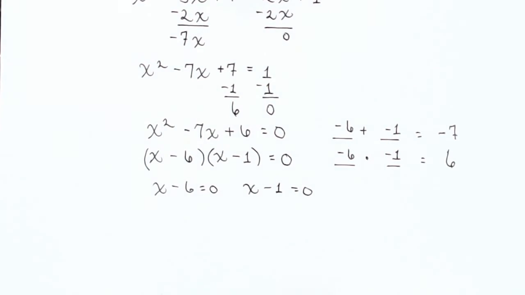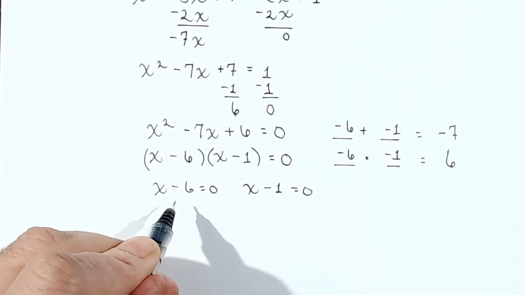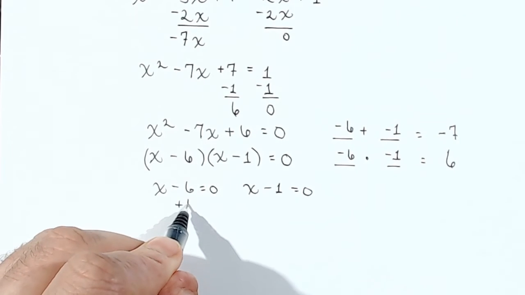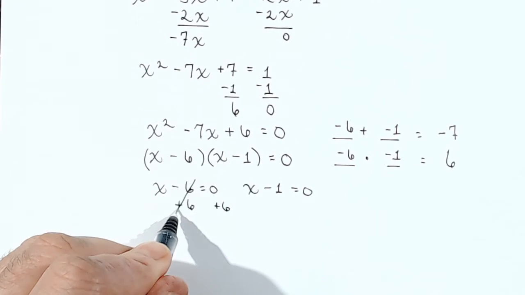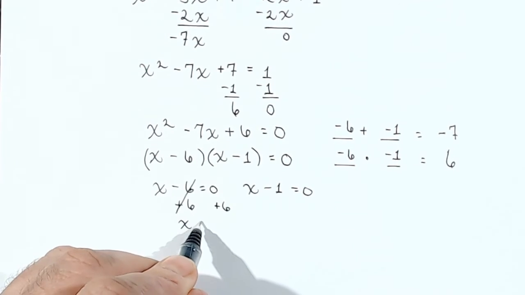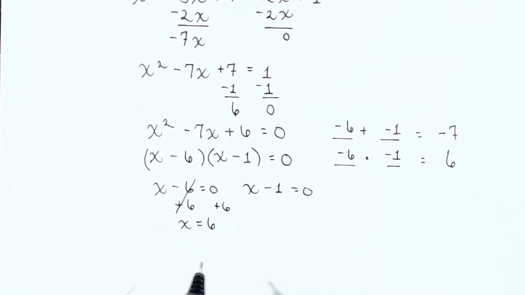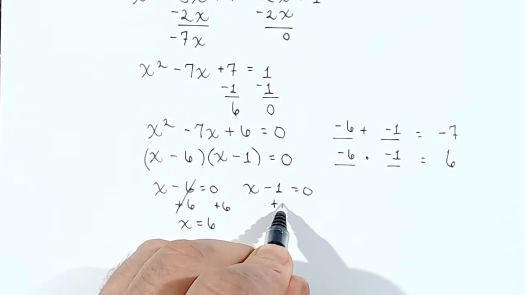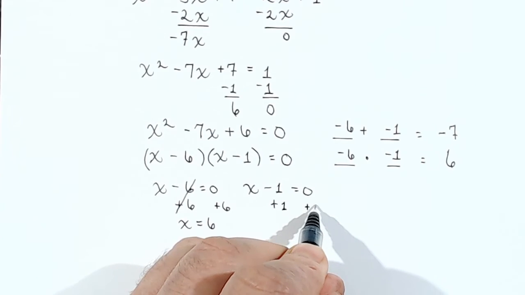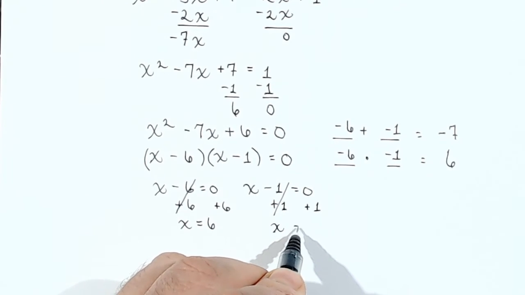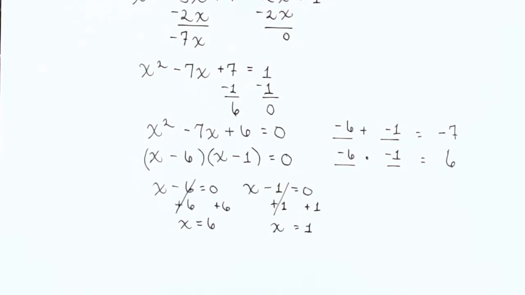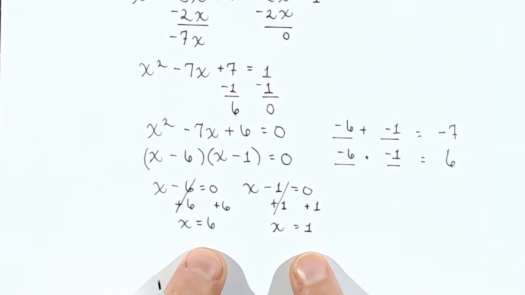So just solve these little algebra equations by adding 6 to both sides. Okay, and you get x equals 6. You also add 1 to both sides of this equation, and you get x equals 1. Now, these are not your answers. These are the x values of your answers.